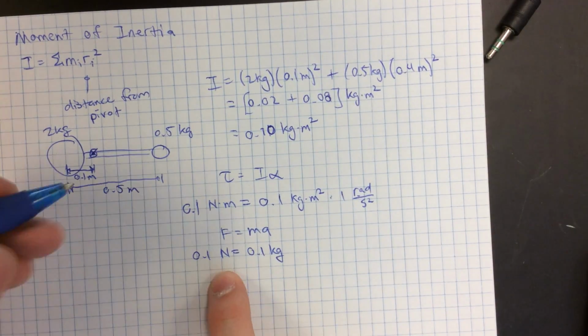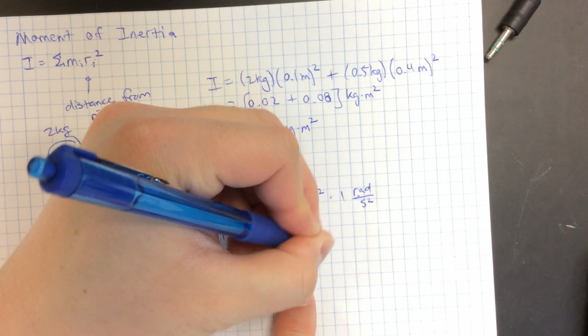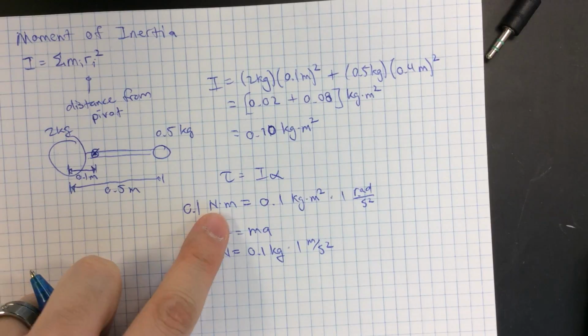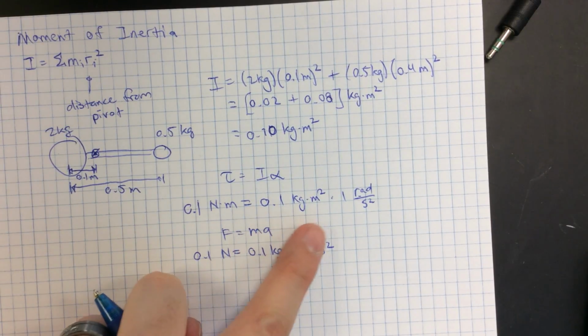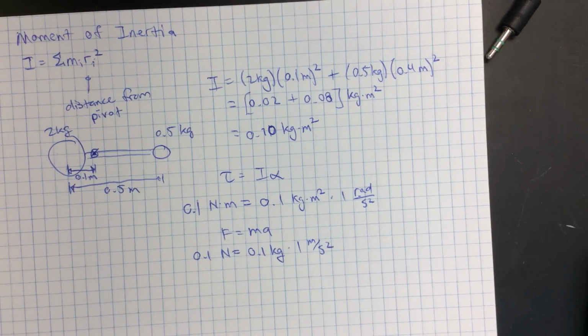Okay. So 0.1 newtons would accelerate 0.1 kilograms 1 meter per square second. In the same way, 0.1 newton meters of torque will accelerate this 0.1 kilogram meter squared of moment of inertia 1 radian per square second. So that is the analogy that you want to apply here. How hard it is to push or pull something is mass. How hard it is to turn and rotate something is moment of inertia.